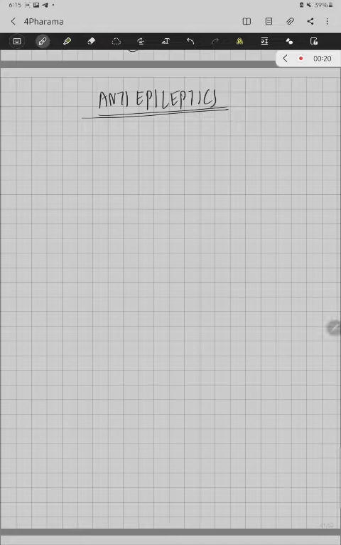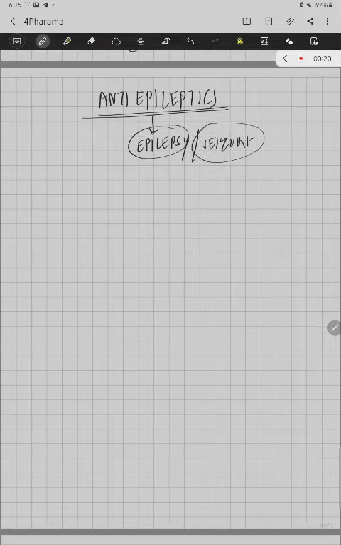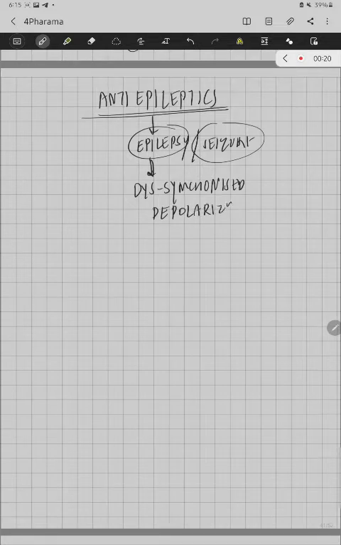First, you should remember why exactly epilepsy happens. What is epilepsy, or what is a seizure? Mind me, these are two different terms. Epilepsy and seizure are different. Now, epilepsy, in a broad way, is due to dysynchronized depolarization. So, epilepsy or a seizure is due to dysynchronized depolarization of neurons in the brain.